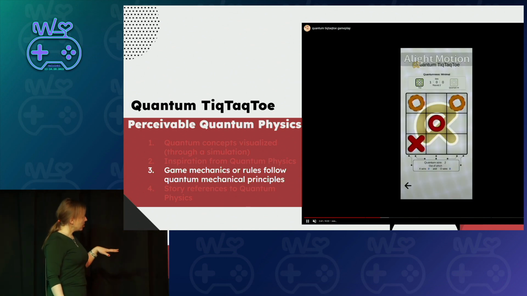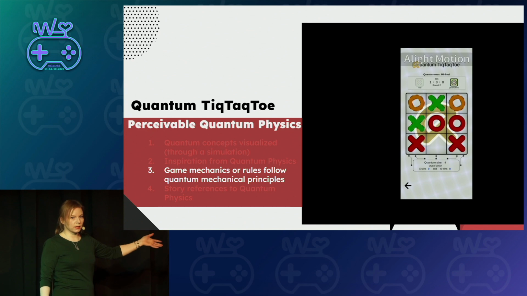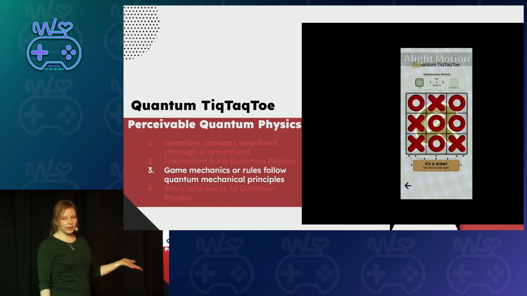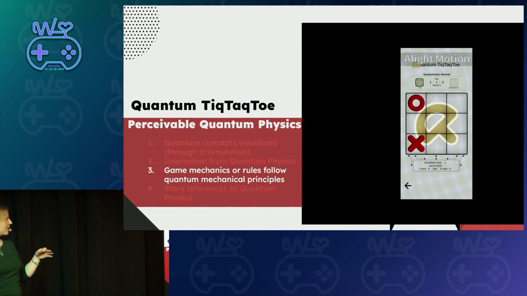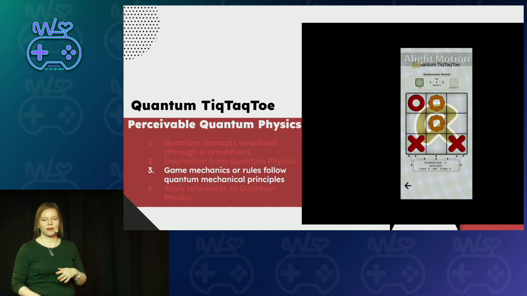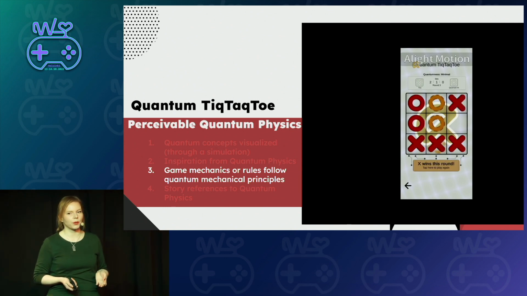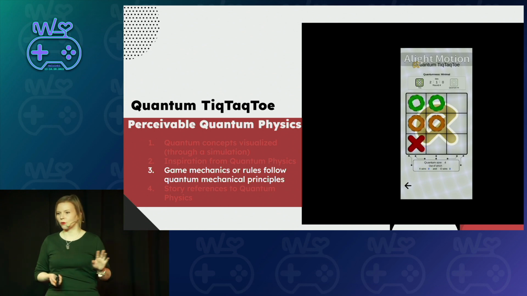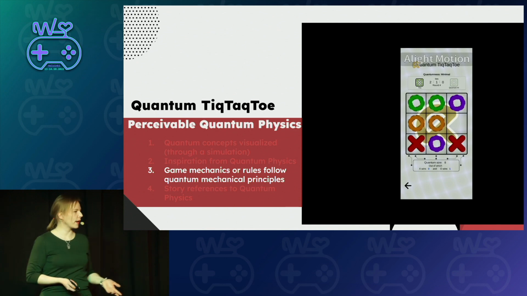The game mechanics or the rules might follow quantum mechanical principles. So here is a basic tic-tac-toe again. But there are certain new ways of playing it. You can entangle your crosses and your knots, or you can do a measurement on them. Something in particular of quantum physics is that when you go and look at it, it actually changes. And if you then don't look at it anymore, it continues evolving in its own way.